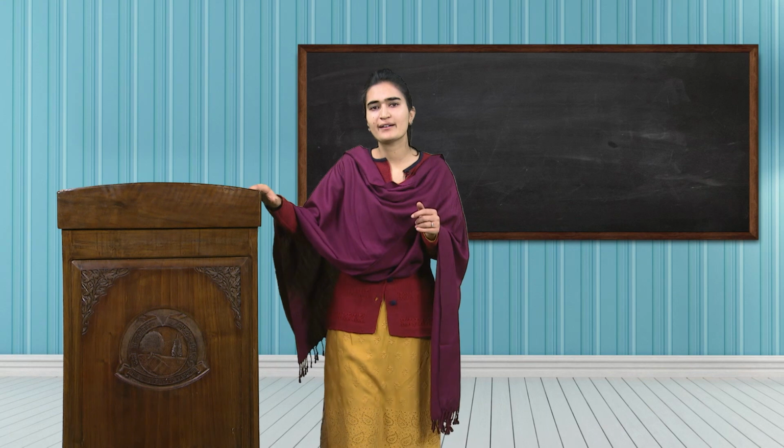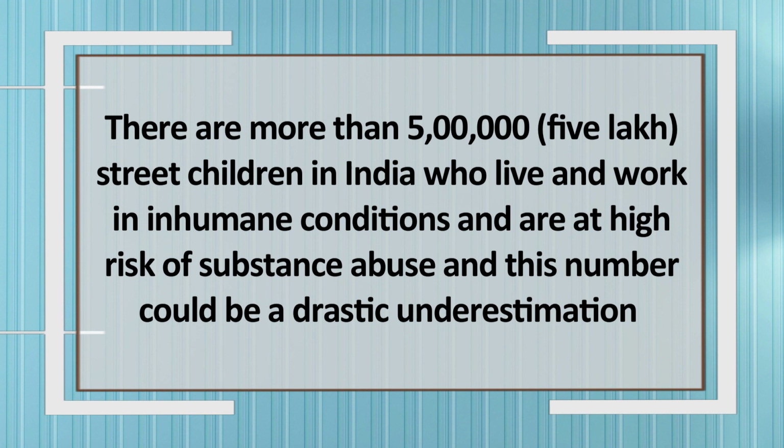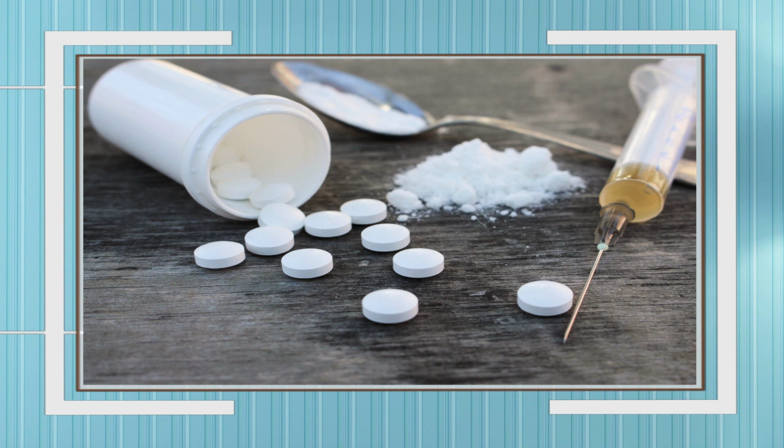Today, children are experimenting with drugs quite early in life. The World Health Organization estimated that globally, 25 to 90% of street children indulge in substance abuse. There are more than 5 lakh street children in India who live and work in inhumane conditions and are at a high risk of substance abuse. And this number could be a drastic underestimation. People pursue drug abuse due to a variety of reasons like insecurities or a wish to fit into a group.